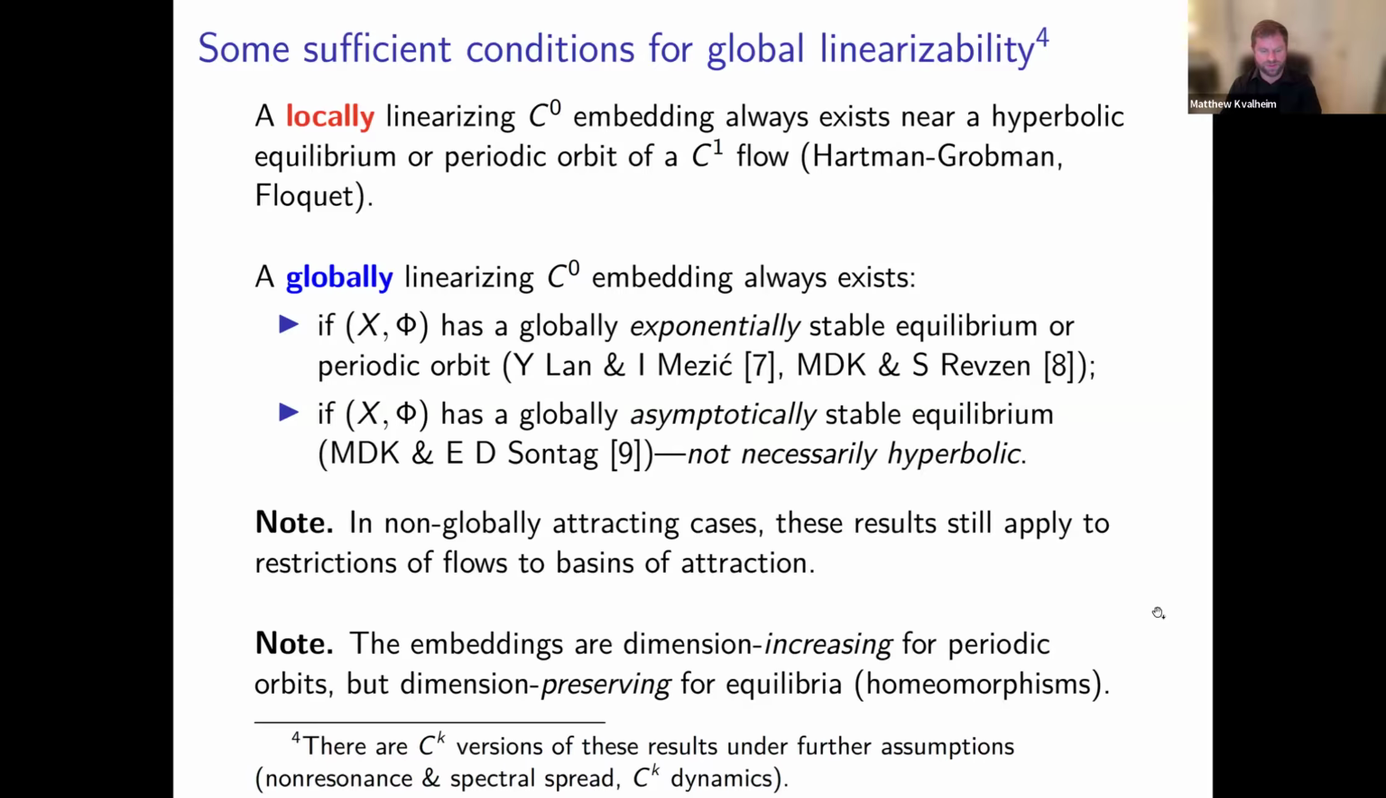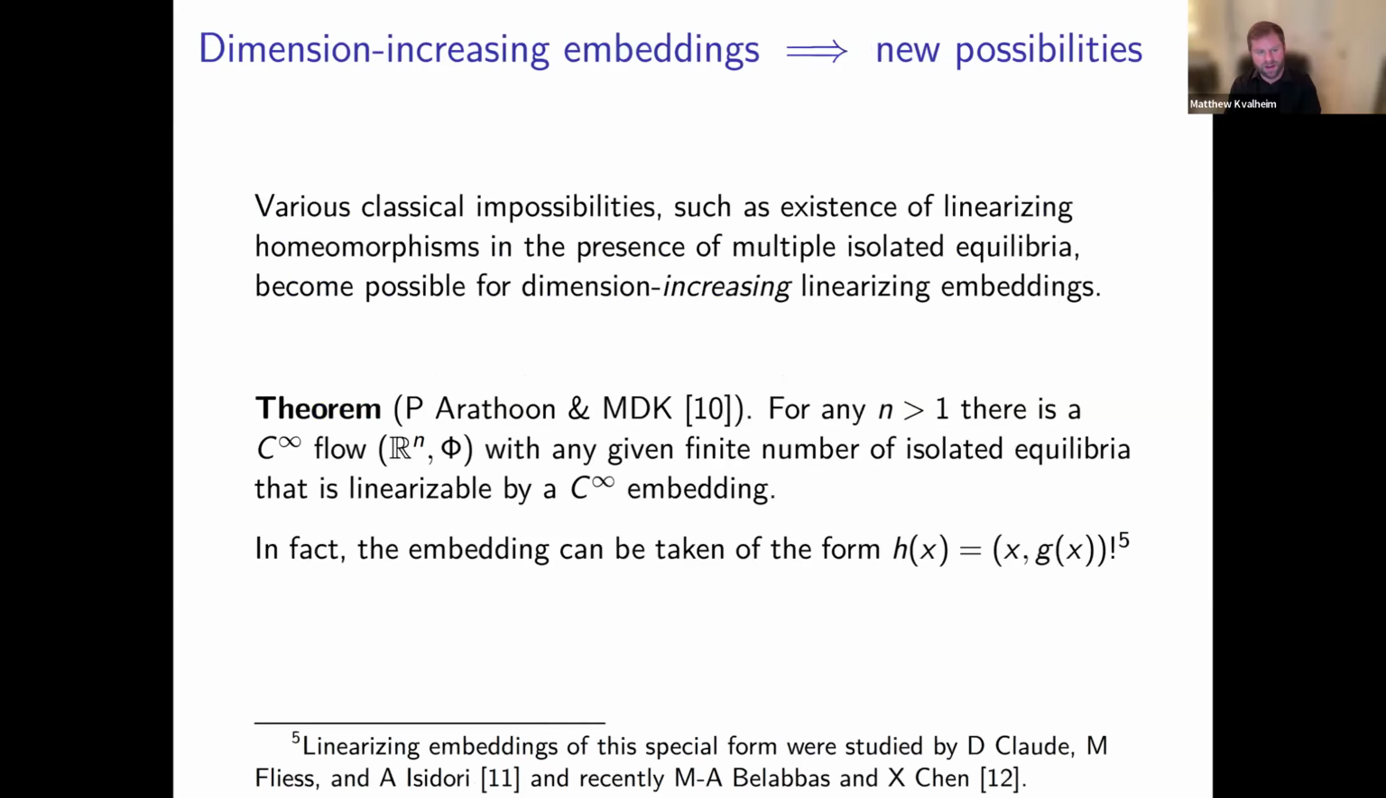But about this subject of equilibria, one interesting thing about allowing dimension increasing embeddings rather than the classical dimension preserving homeomorphisms and diffeomorphisms, well, already we need these for the Floquet normal form. But various classical impossibilities, such as the existence of linearizing homeomorphisms in the presence of multiple isolated equilibria, cannot happen, you cannot find a linearizing homeomorphism in that case, but they actually become possible for dimension increasing linearizing embeddings. So, for example, a theorem proved in a preprint with my collaborator Philip Etter is that for any n greater than one, there is a C infinity flow on Rn, so R2 or greater, with your favorite finite number of isolated equilibria that is linearizable by a C infinity embedding.